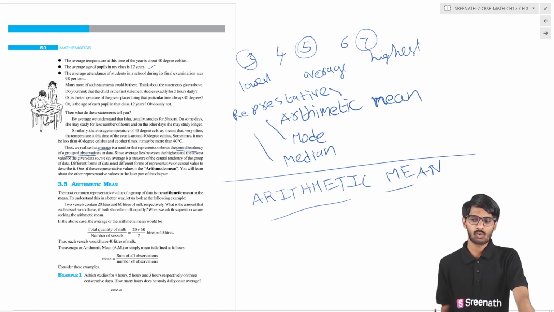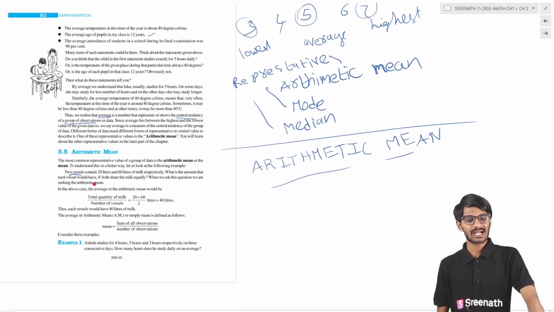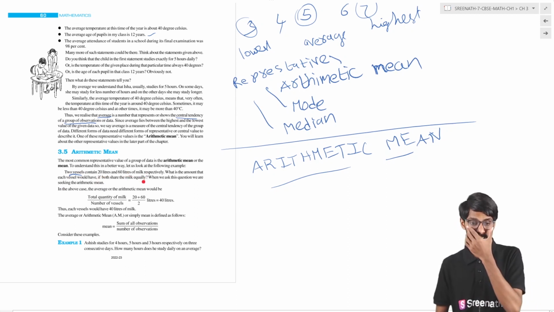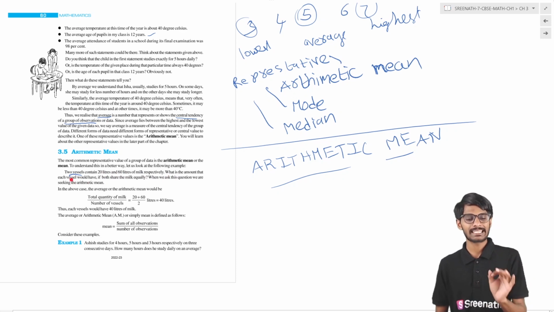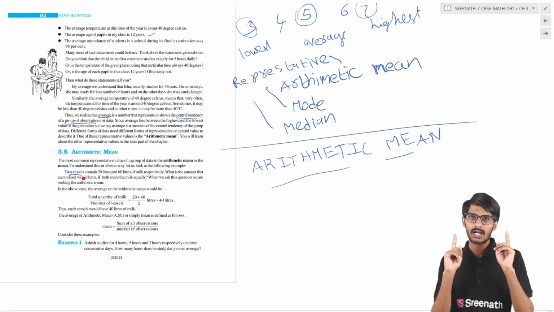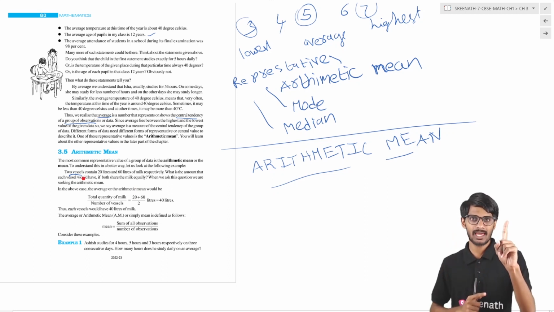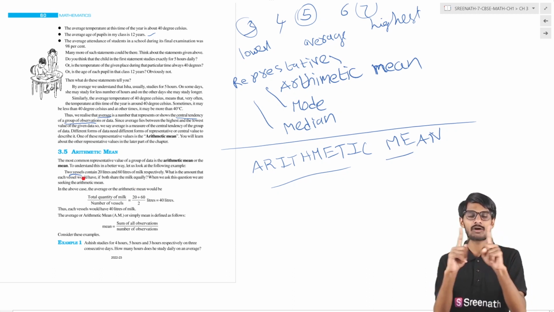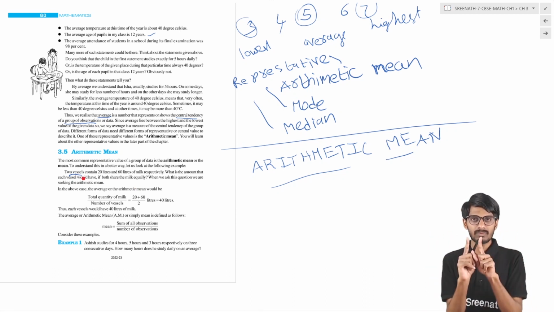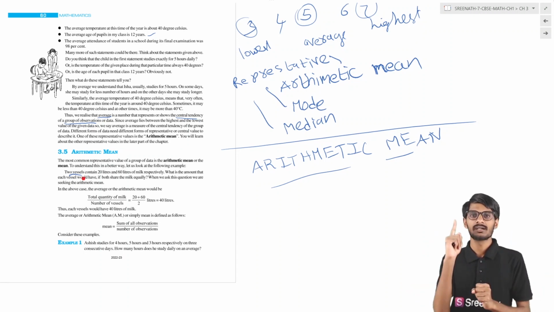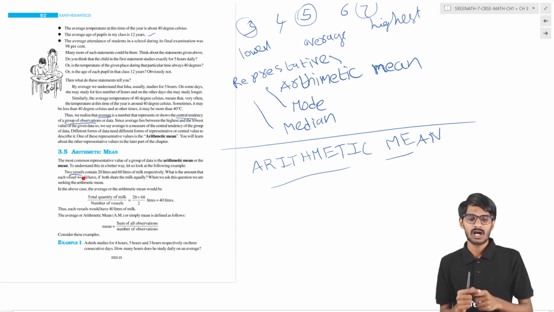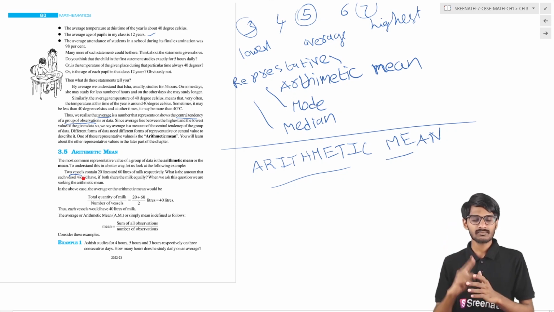Suppose I give you a question. There are two vessels containing 20 liters and 60 liters of milk respectively. What is the amount that each vessel would have if both share the milk equally? Suppose there are two vessels, with 20 liters in one vessel and 60 liters in the other. If both vessels have to share equally, what is the amount of milk in each vessel? One condition is the same amount of milk in both vessels. So what is that equal amount of milk in one vessel?